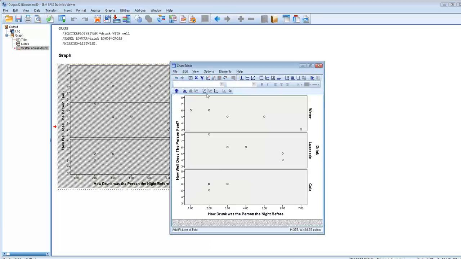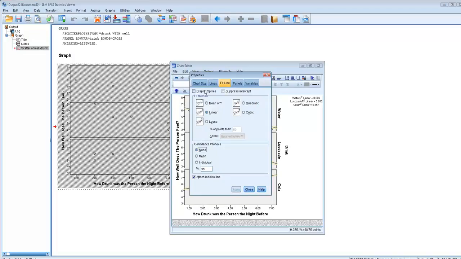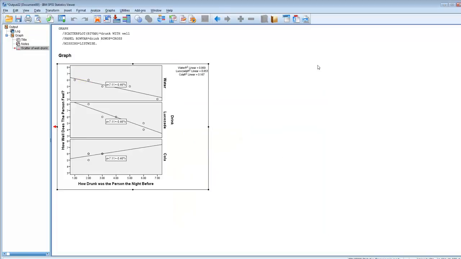We can click on OK, and now we have this graph that's been divided into 3 different scatter plots by the type of drink: water, Lucozade, and cola. To determine the regression slopes, you can actually click on the line of best fit, close, and close, and now we can see that the regression slopes are similar for water and Lucozade, but not necessarily for cola.